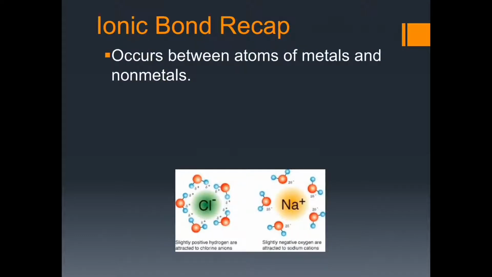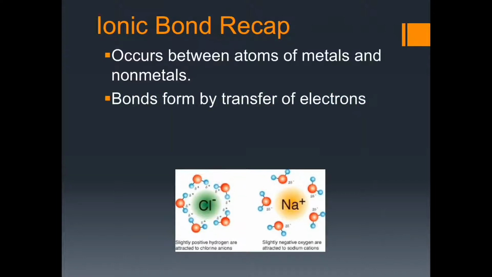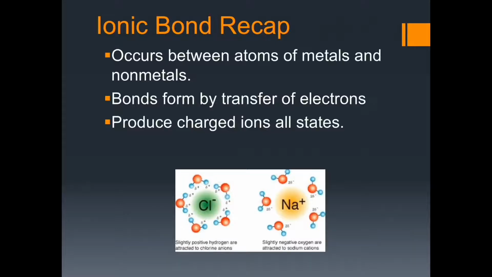So ionic bond recap. This occurs between atoms of metals and nonmetals. The bonds form by the transfer of electrons from the metal to the nonmetal, and they produce charged ions in all states. Examples are sodium chloride, calcium chloride, and potassium oxide.